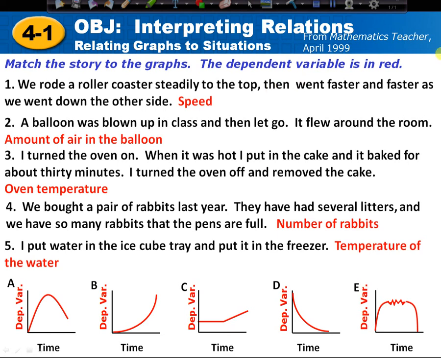Number 2 says a balloon was blown up in class and then let go. It flew around the room. Your dependent variable is the amount of air in the balloon. So take a minute to see whether or not you think that goes with A, B, C, D, or E.